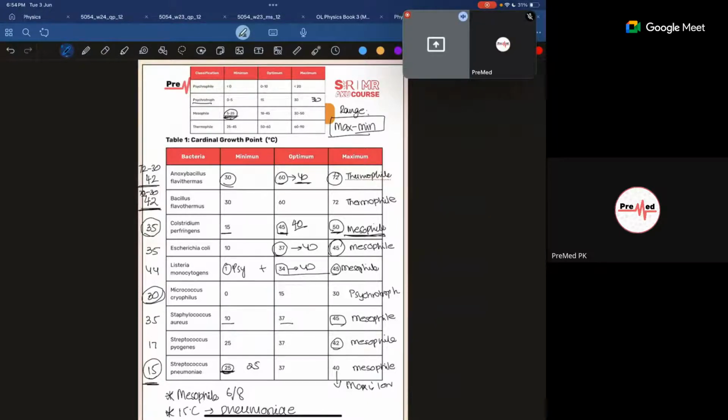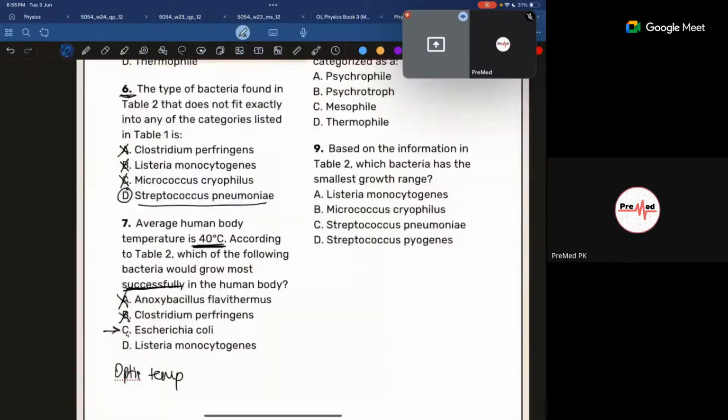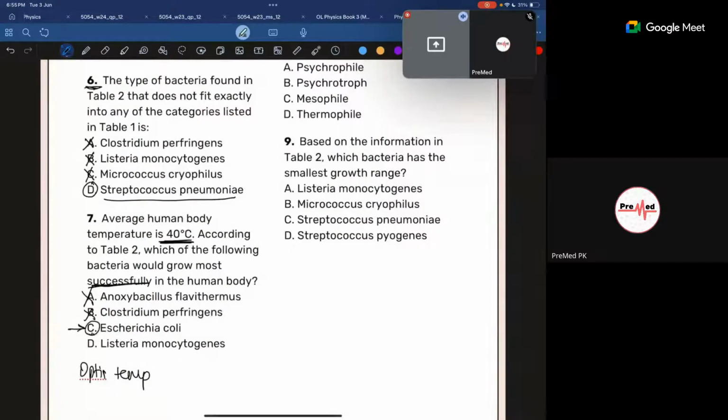So if we compare E. coli as well as Listeria, we can clearly see that the enzymes of E. coli will work at a better rate as compared to Listeria, because Listeria's optimum was quite lower than 40, while for E. coli it was slightly closer to 40, so enzymes will be better suited for the human body temperature when we are talking about E. coli. So here we can clearly see that E. coli will be the answer.